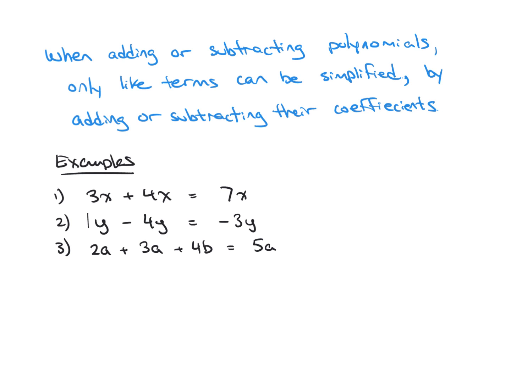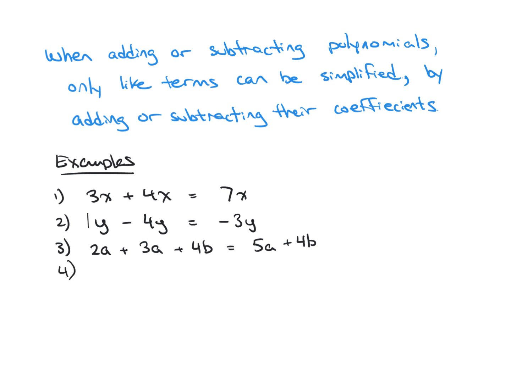A can be apples. 2 apples plus 3 apples equals 5 apples. And then we copy down the plus 4b. Maybe those are bananas. So at the end of the day, we have 5 apples plus 4 bananas, and that's all we can do to simplify it. You cannot add an a with a b, so 5a plus 4b would actually be the answer.